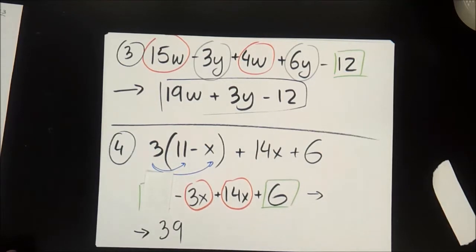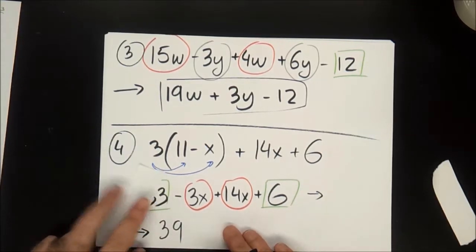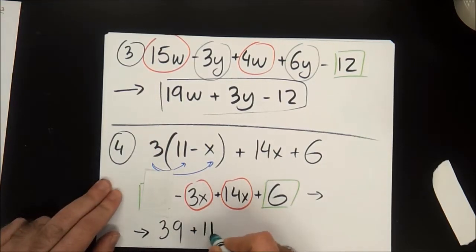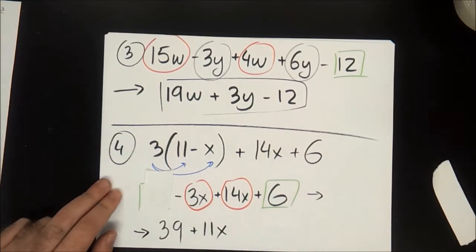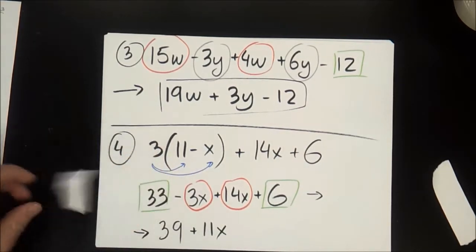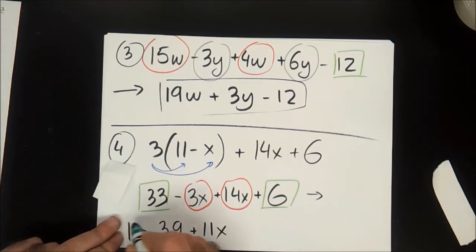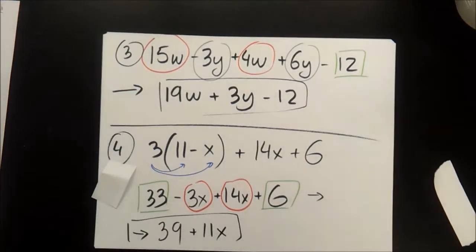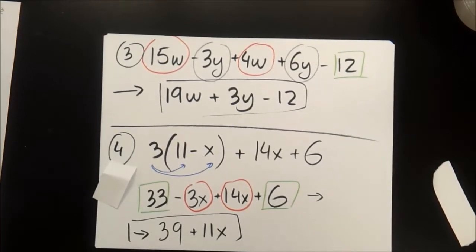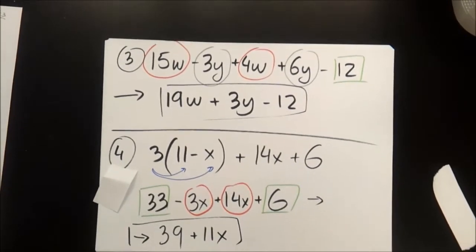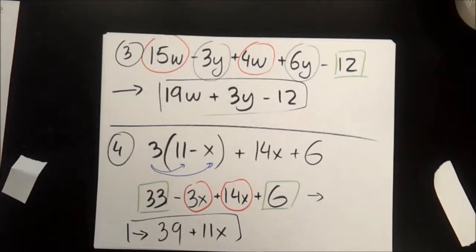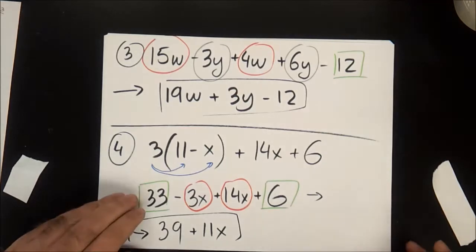And then I'm going to cover up the constant here. What's negative 3x? That subtraction turned into a negative now. What's negative 3x plus 14x plus 11x? And that is the answer. So 39 plus 11x is it for number 4. Let's go ahead and move on to number 5.